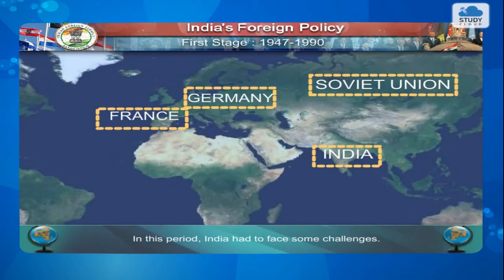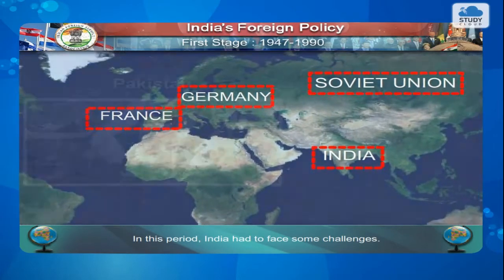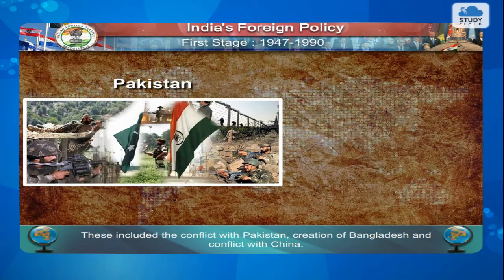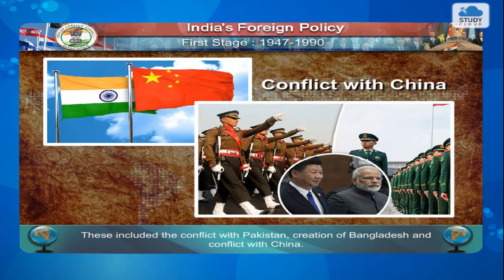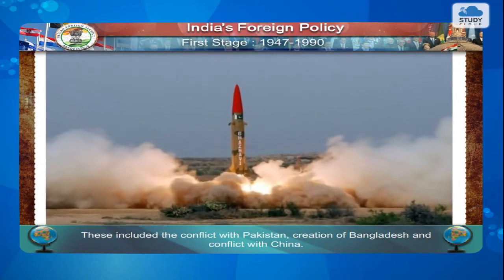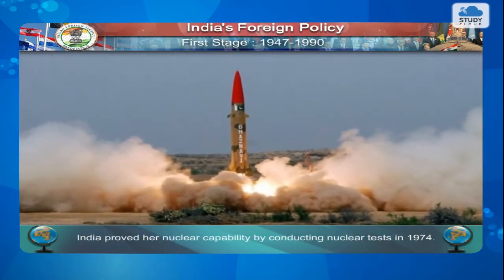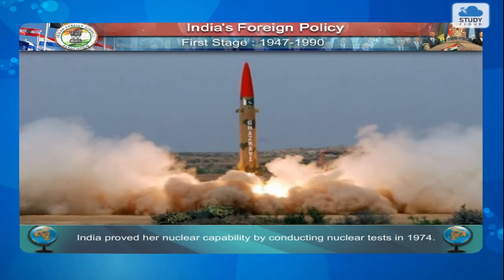In this period, India had to face some challenges. These included the conflict with Pakistan, creation of Bangladesh, and conflict with China. India proved her nuclear capability by conducting nuclear tests in 1974.